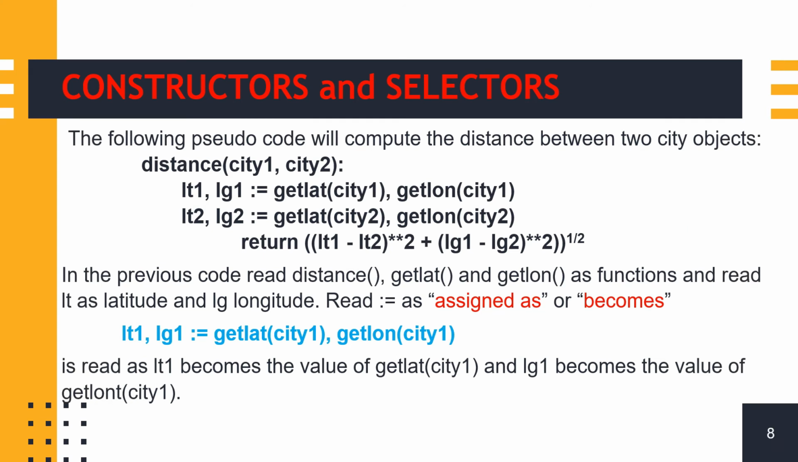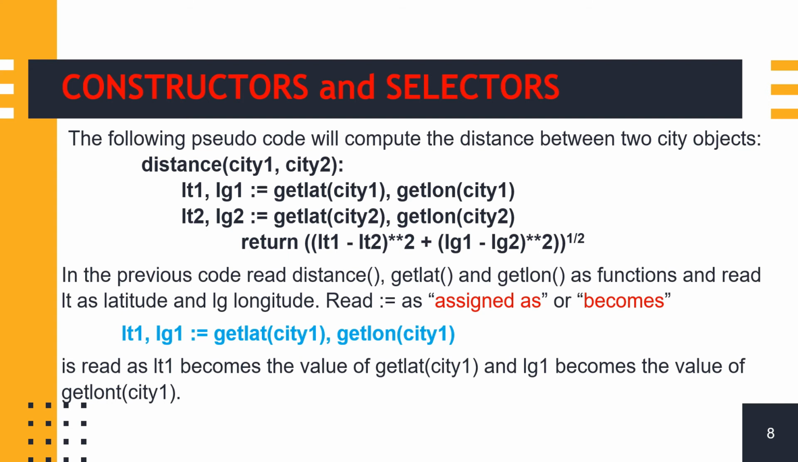Now the following pseudocode will compute the distance between two city objects. distance(city1, city2): lt1, lg1 := get_lat(city1), get_lon(city1); lt2, lg2 := get_lat(city2), get_lon(city2). Return ((lt1 - lt2)^2 + (lg1 - lg2)^2) within brackets, whole power 1/2.